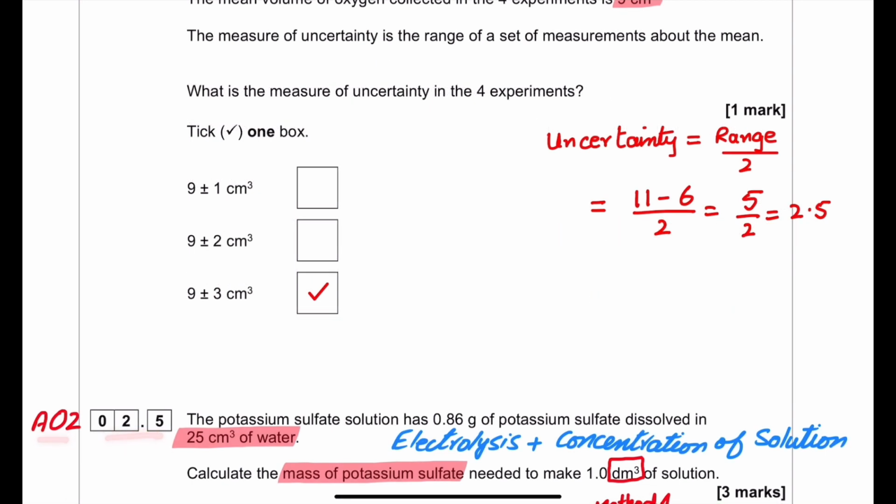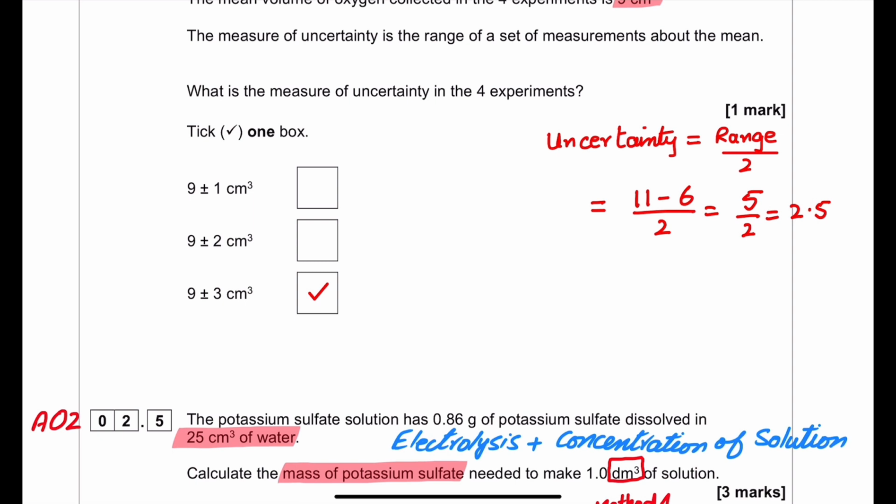2.5 is an AO2 question, which is an application-based question. The potassium sulfate solution has 0.86 gram of potassium sulfate dissolved in 25 cm³ of water. Calculate the mass of potassium sulfate needed to make 1 dm³ of solution. So this point is highlighted. It is required in dm³, whereas in the given information, the volume of the water used is in cm³. The requirement of the question is that we need to convert our units from cm³ to dm³.